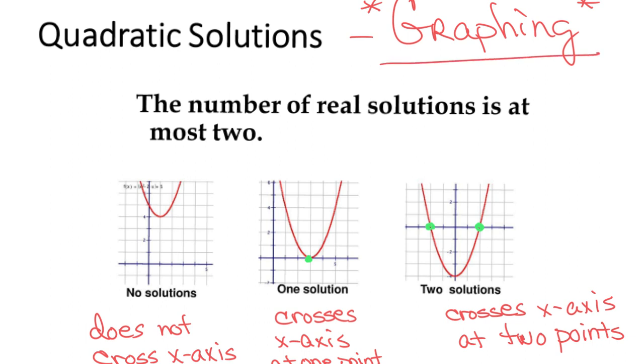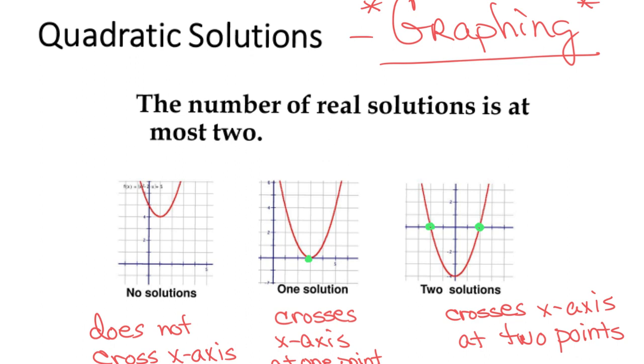There are going to be 3 possible situations that you may have. The number of real solutions is at most 2, and real solutions means that our answer is going to be a number. Remember that real numbers contain all numbers. You can have no solutions, and the first graph is an example of no solutions, because that graph does not cross the x-axis. So when the graph is completely above or completely below the x-axis, there are going to be no solutions.